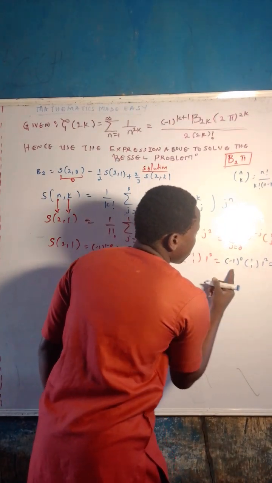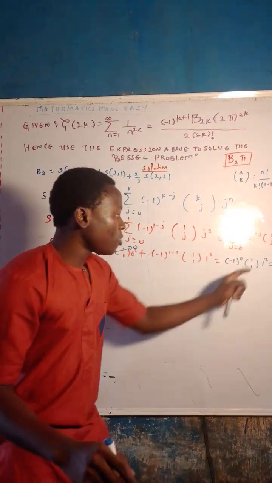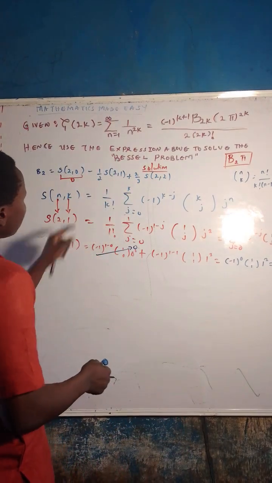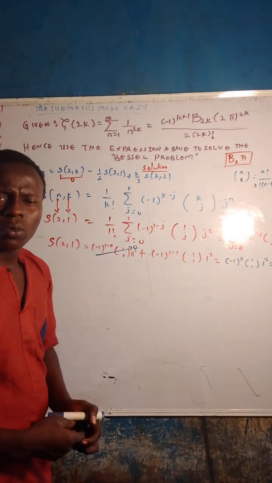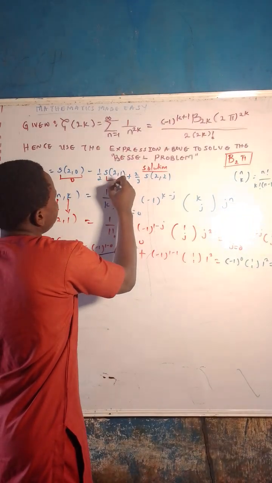That is beautiful. Because minus 1 raised to the power of 0, that is 1. 1 combination 1, that is 1. 1 squared, that is 1. Okay? So that shows this S of 2, 1 will surely give us 1. Beautiful. So this is 1.